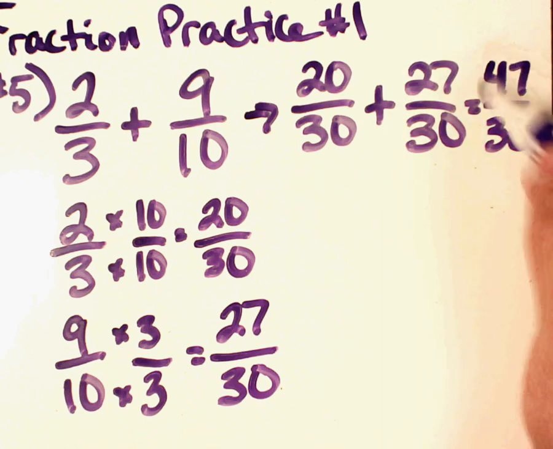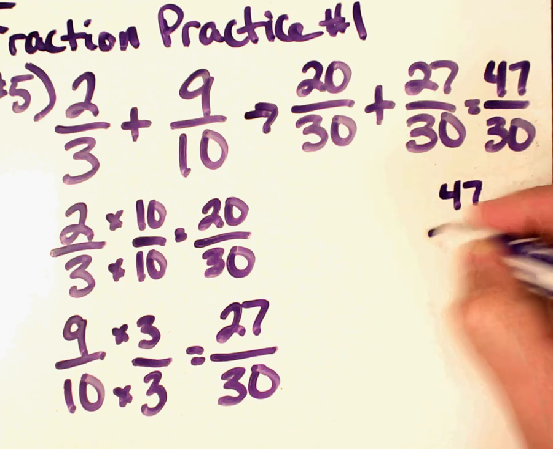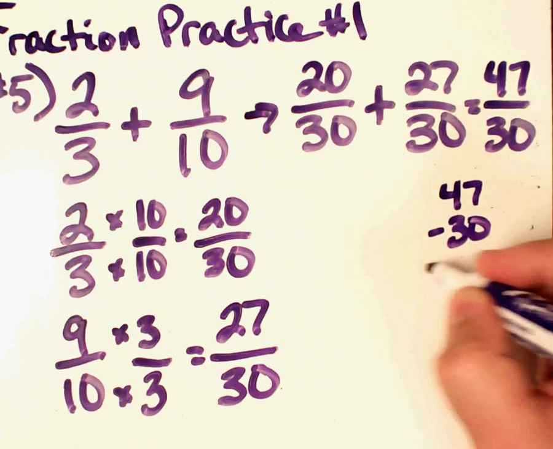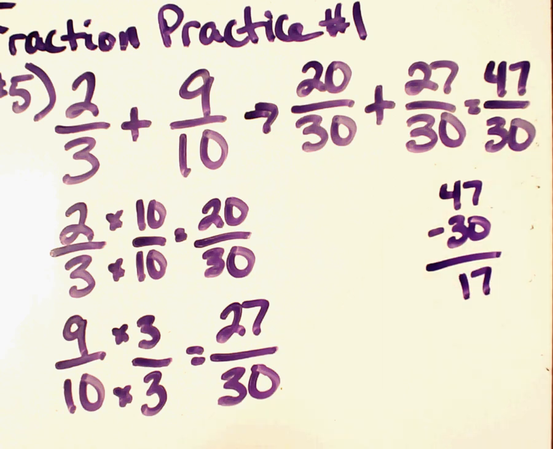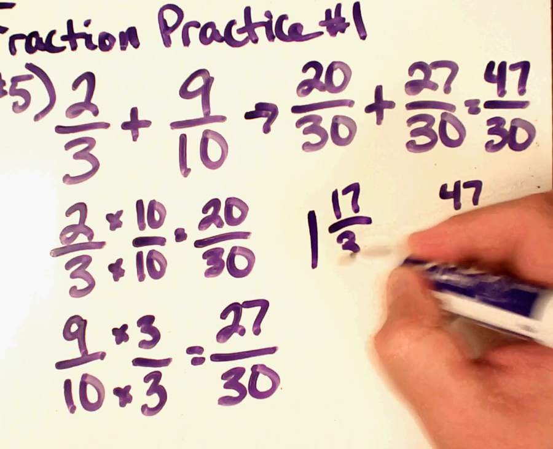So I need to pull out as many 30s as I can out of my numerator. All right, so 47 minus 30 is going to give me 17. So this was one whole I was able to pull out. So my final answer will be one whole and 17/30.